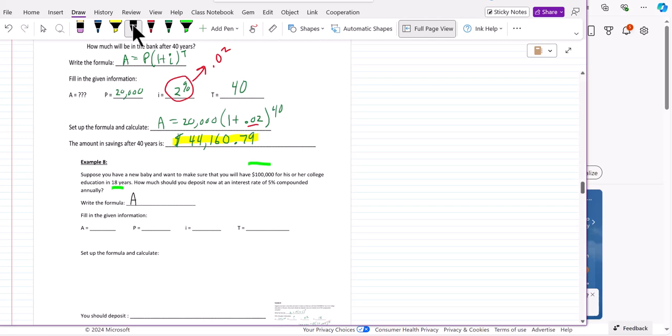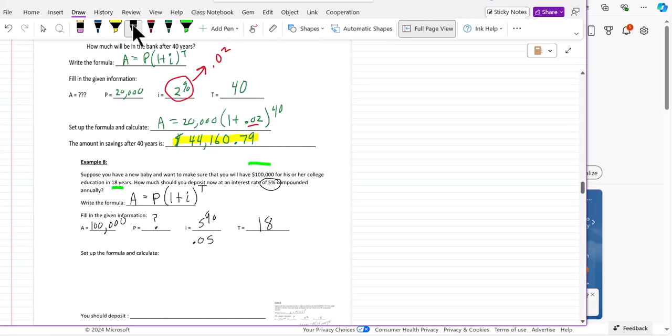So go ahead and write down your formula. This is what we've been working with: A equals P times (1 plus i) to the t power. Now in this particular problem, the amount is 100,000. That's what your savings goal is. What you want to find is the principal. You're trying to find what you're going to deposit into this investment so eventually you have $100,000 for college. Your interest is 5%, and again, when you do 5%, make sure that you change that back to 0.05. The time is 18.